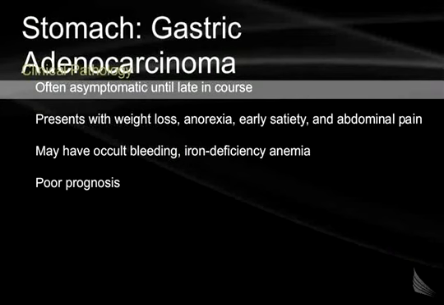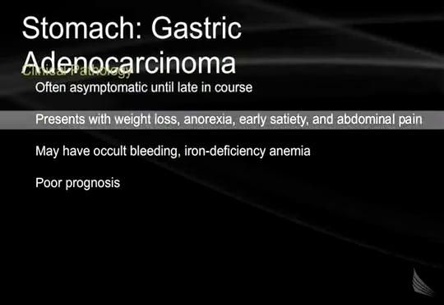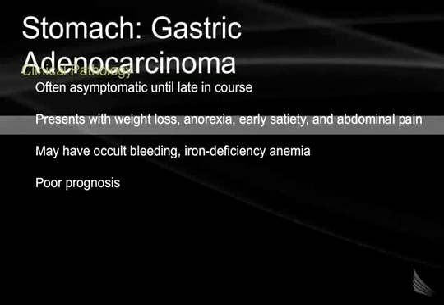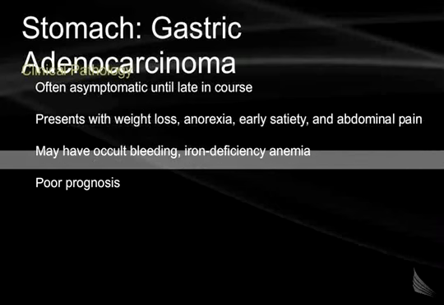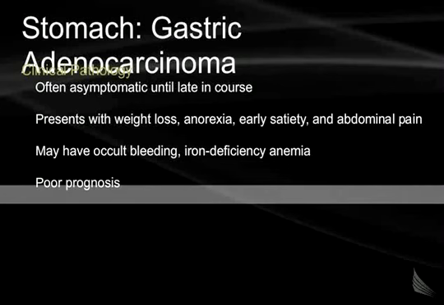Most patients are asymptomatic until very late in the disease course. The telltale sign seen on the board exams is early satiety. If you hear of a patient who has early satiety, the first thing you should think about on the boards is gastric adenocarcinoma. Patients may also present with occult bleeding or even iron deficiency anemia for long-term GI blood loss.